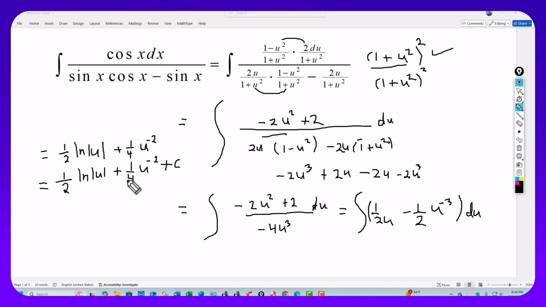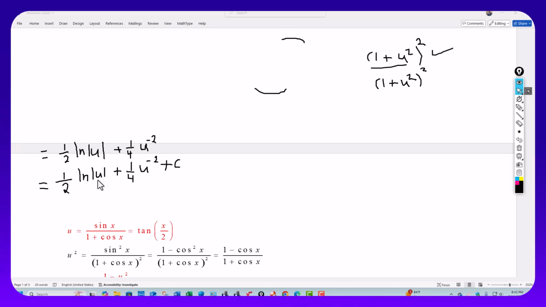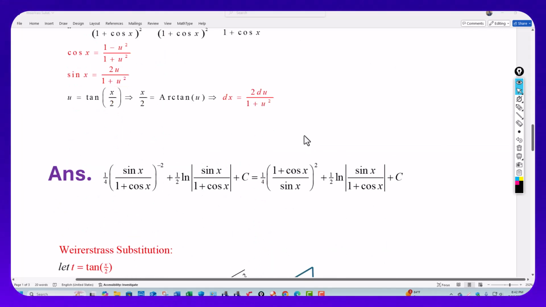Now, this is the answer in terms of u. Now all we have to do is replace the u by what it's equal to. So the u was sine of x over 1 plus cosine of x. So go back, and where the u is here, we have 1/2 natural log of u. We put in sine of x over 1 plus cosine of x. And then it's plus 1/4 u to the −2 plus c, and the u is replaced by sine of x over 1 plus cosine of x. And that's how we get this part right here.